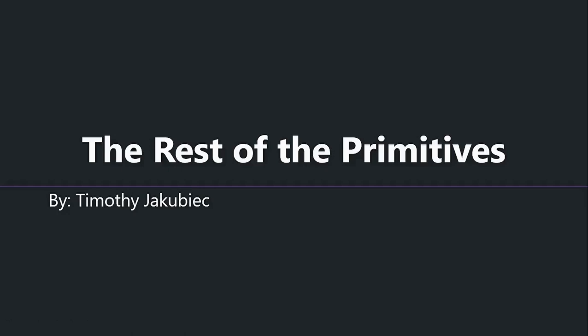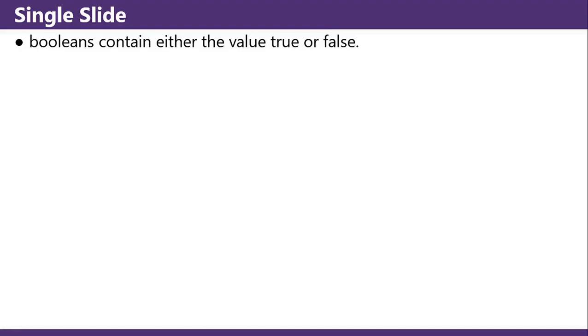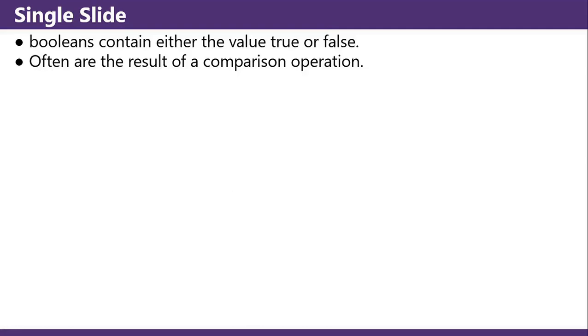This video will cover the rest of the primitives in JavaScript, that being Boolean and null and undefined. Booleans. Booleans contain either the value true or false. They are often the result of a comparison operation. 1 == 1 results in true.